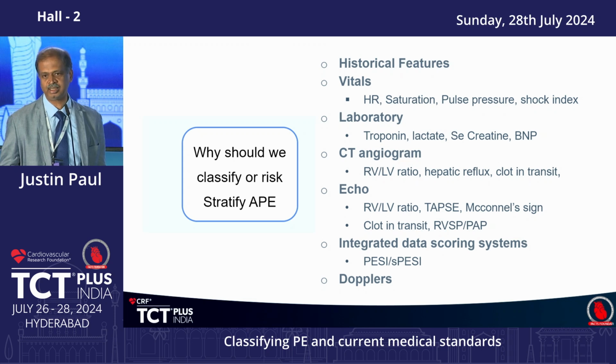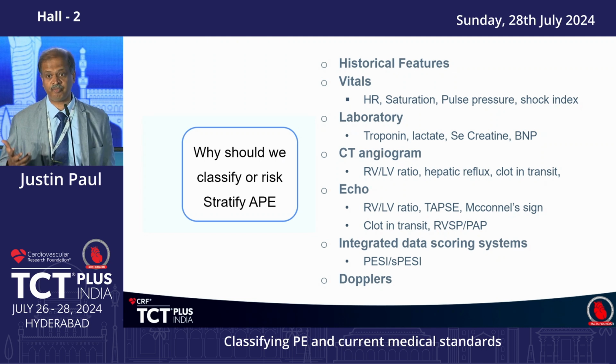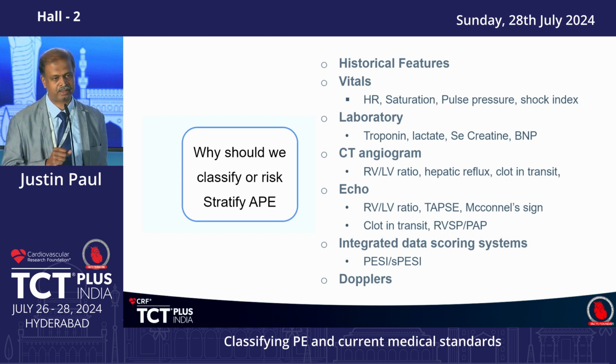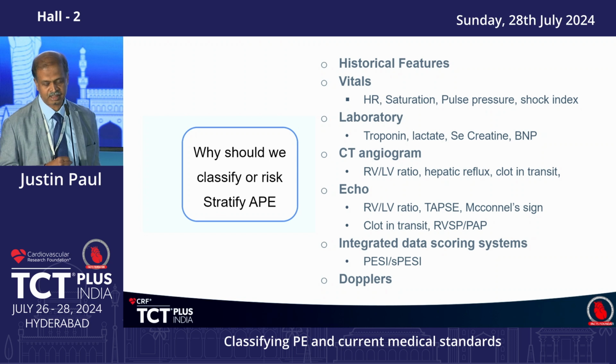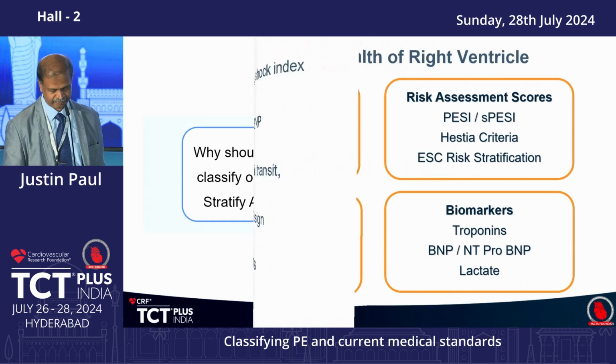Very briefly, if you look at the history, some patient comes to us with a history of syncope, or a history of resuscitated cardiac arrest, or a sense of doom. "Doctor, I felt like dying. I think I'm going to die." These are the patients we really need to take greater care of. What is the heart rate? Is the saturation less than 90? Is the pressure low? How is the shock index? The laboratory parameters like troponins, the lactate levels, creatinine, the natriuretic peptides, and the imaging modalities, CT angio and echo. And we also have these scoring systems, multiple scoring systems we'll touch upon briefly, and the Dopplers. We have multiple ways to risk stratify.